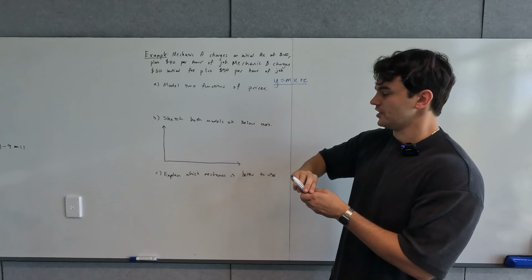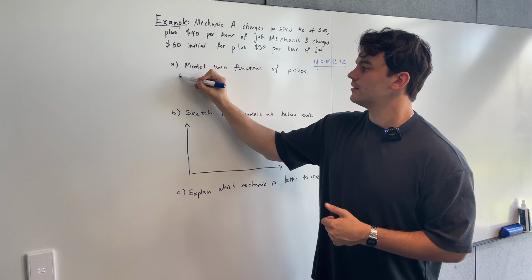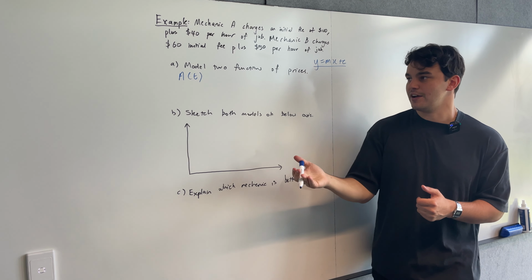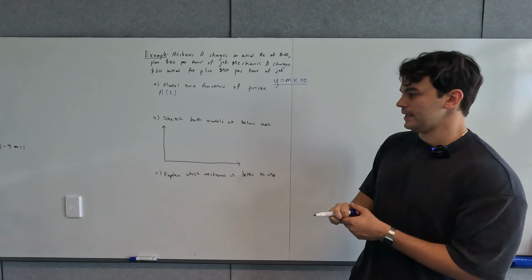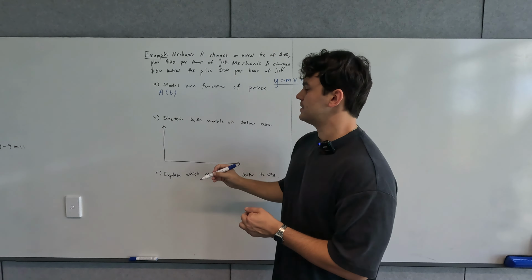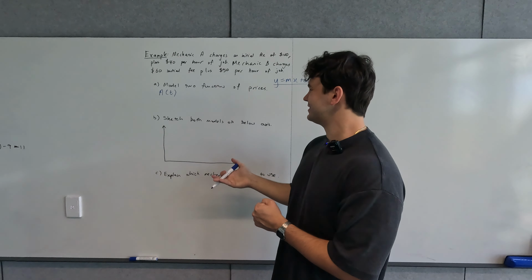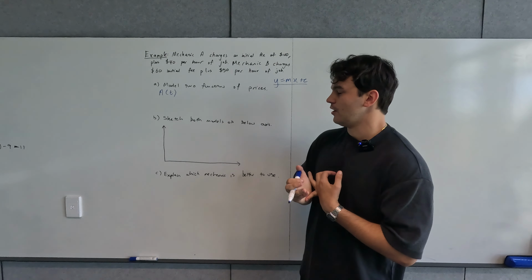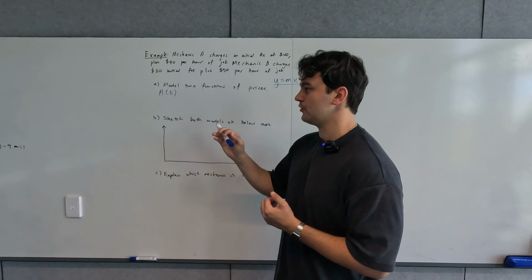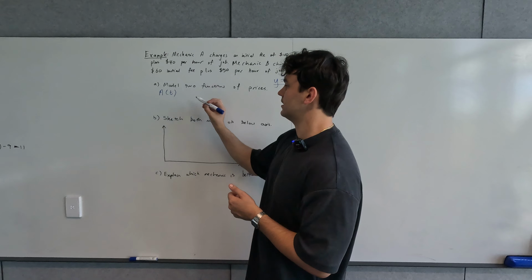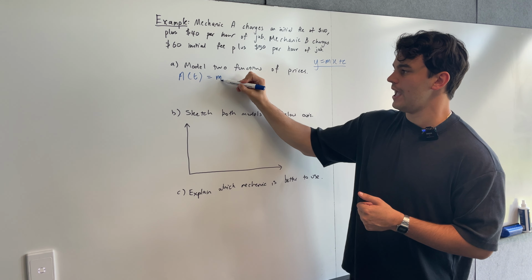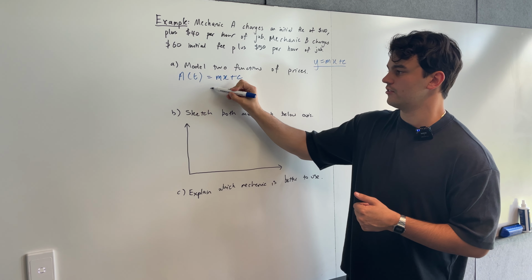Okay, so let's model the two functions now. Let's just start off with A. I'm just going to call it A of t, just makes sense. That's our function name. I don't have to specify that A is in dollars in this case, it's pretty self-explanatory, but I should say that t is in hours, just to be clear. So again, mx plus c. We have to think about what the m is going to be in this case and what the c is going to be in this case.